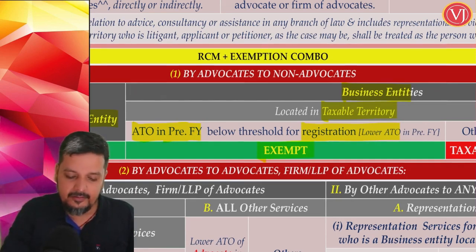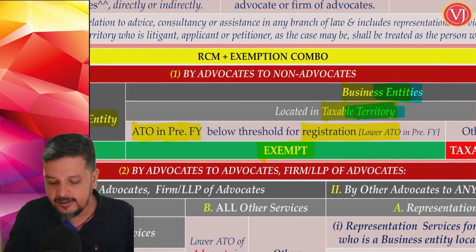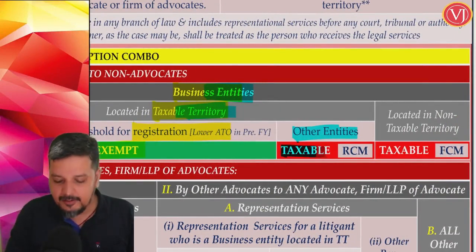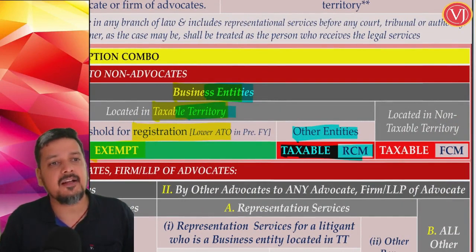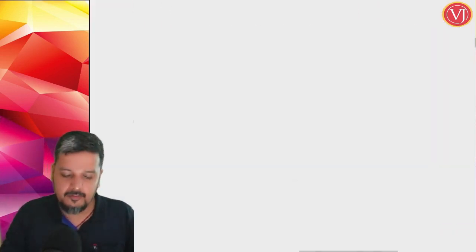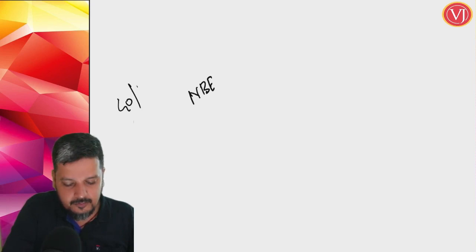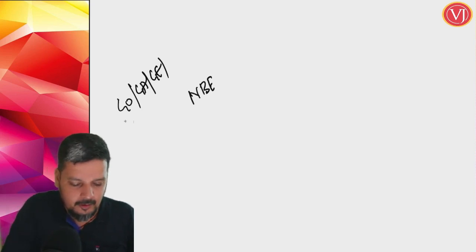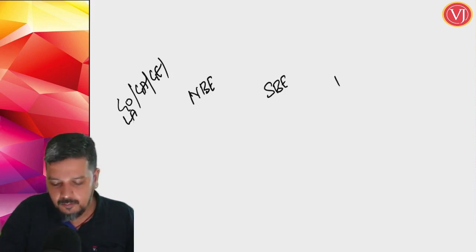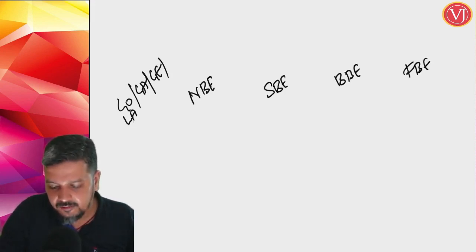If at all it is providing services to a business entity located in the taxable territory and it is a big business entity, then it is taxable under RCM. And if it is providing services to a foreign business entity, it is taxable under FCM. To make it simpler: to government, including local authority, governmental authority, government entity, to non-business entity, to small business entity, to big business entity, to foreign business entity.